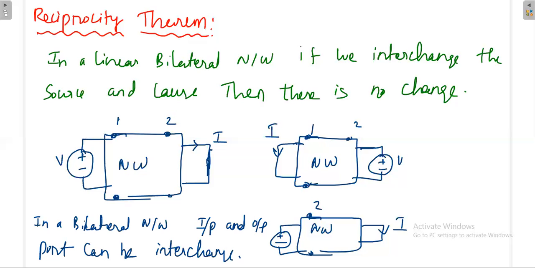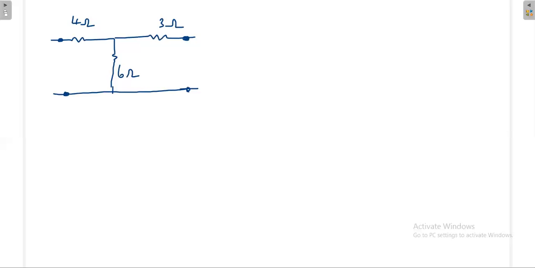Now we will see one problem related to this. I take one network like this. Here it is 4 ohm, here 3 ohm, here 6 ohm. To denote that it is a network, I am putting the dot mark. Now I am going to connect the source. The source here is 6 volt. Now I will measure the response here, I.